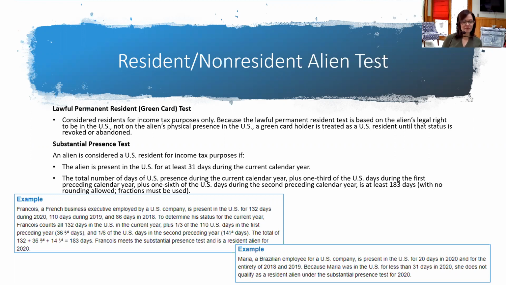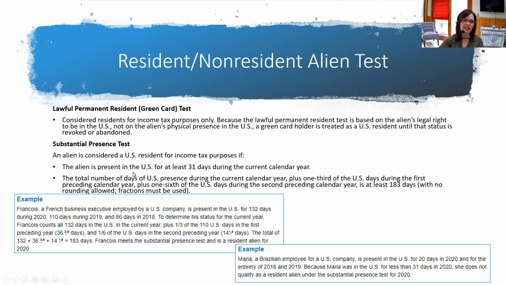Substantial presence test gets a little tricky. The alien is considered a US resident for income tax purposes if the alien is present in the US for at least 31 days in the current calendar year. The total of the number of days in the US during the current calendar year, plus a third of the US days during the first preceding calendar year, plus a sixth of the US days during the second preceding calendar year, is at least 183. You can't round and fractions have to be used.